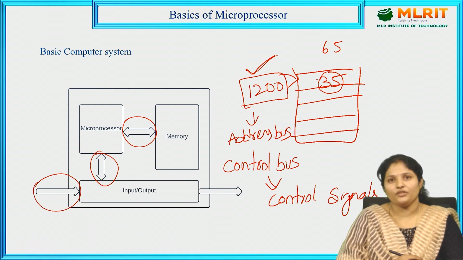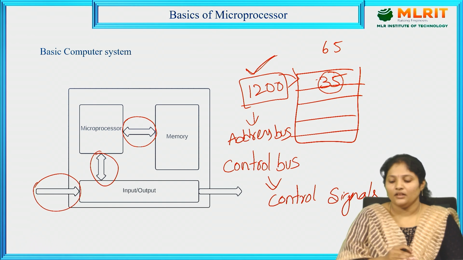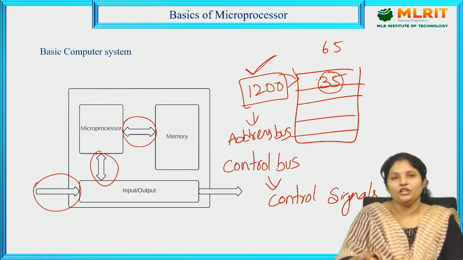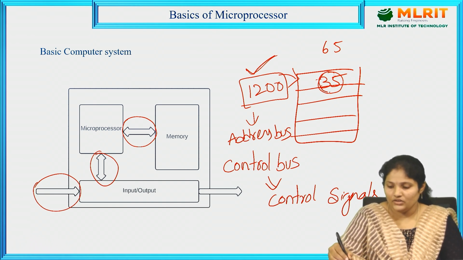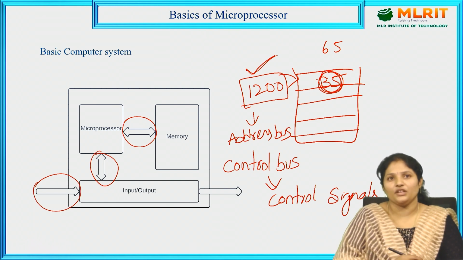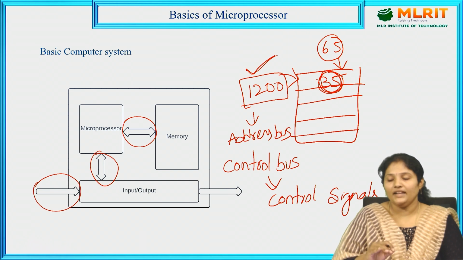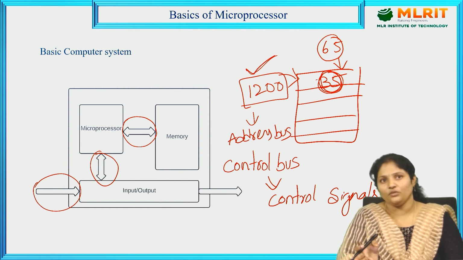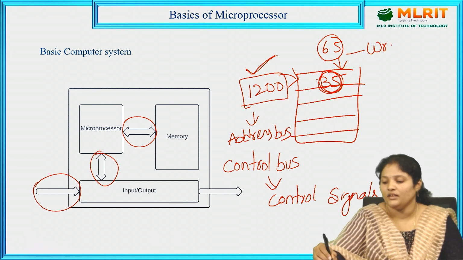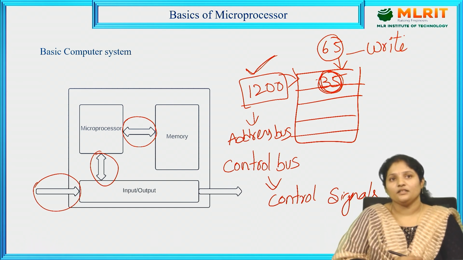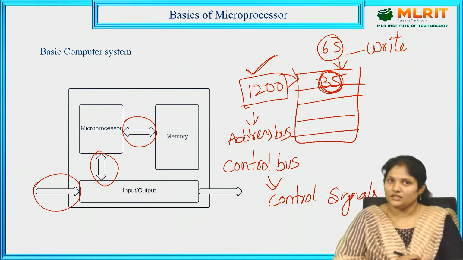So what will the microprocessor do? The microprocessor will first fetch the address and it will go to that particular address location. The data in that particular address location is 35. So what is the operation we gave? You need to exchange. You need to dump your 65 data to that particular memory location. So sending information into the memory, the microprocessor is writing information to the memory. So that is one control signal, the write operation. Sending some information into the memory is nothing but the write operation.